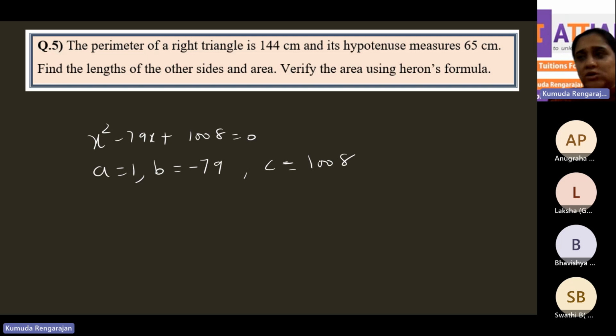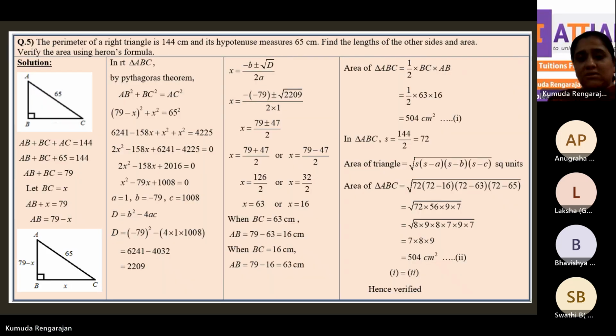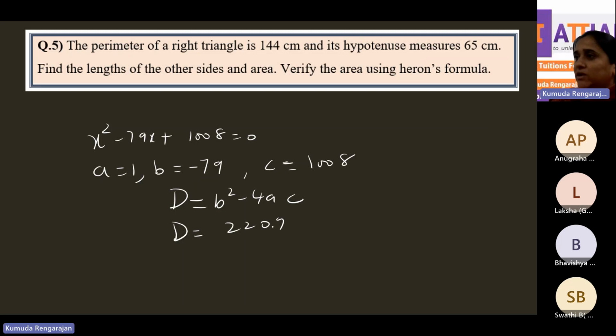Then after writing the values of A, B, and C, you will find the discriminant, which is given by B square minus 4AC. You should find B square minus 4AC. So D is equal to some 2000. Okay. After getting this value, now we are ready to find the values of x. What's the formula? X is equal to minus b plus or minus root d by 2a.